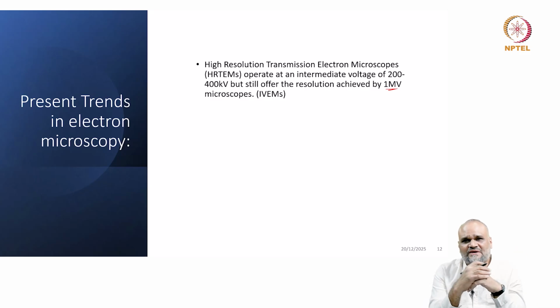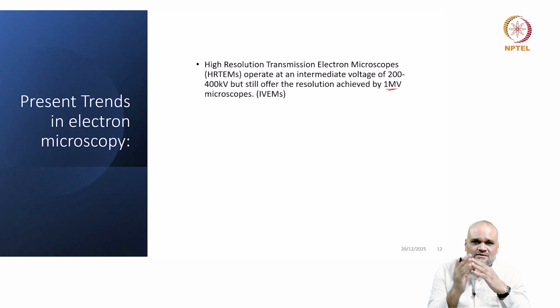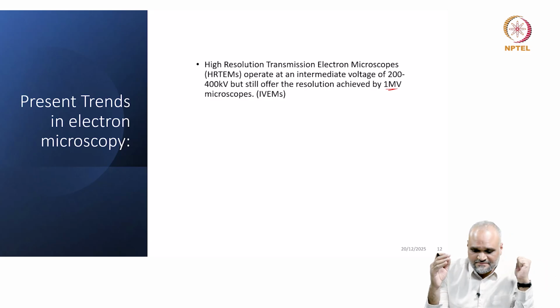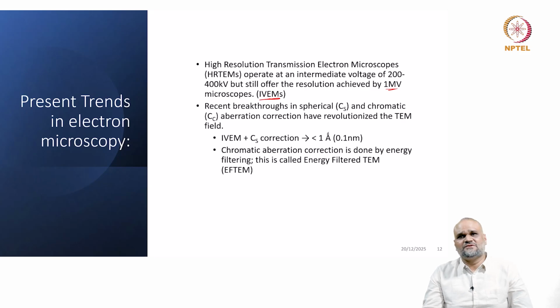So by about 2005 to 2010, there were commercial electron microscopes with aberration correctors. People understood that you need not always go to a 1 million electron volt microscope, but if I have a suitable combination of aberration corrector and intermediate accelerating voltages, you can get sub-angstrom resolution even at 300, 200, 80, 60 or even 30 kV. So you most commonly have intermediate voltage electron microscopes. The breakthroughs in spherical and chromatic aberration correction have revolutionized this.